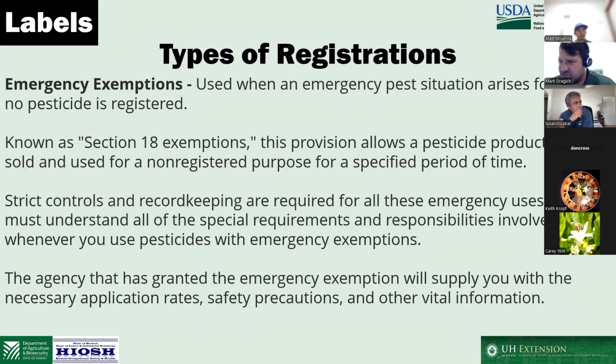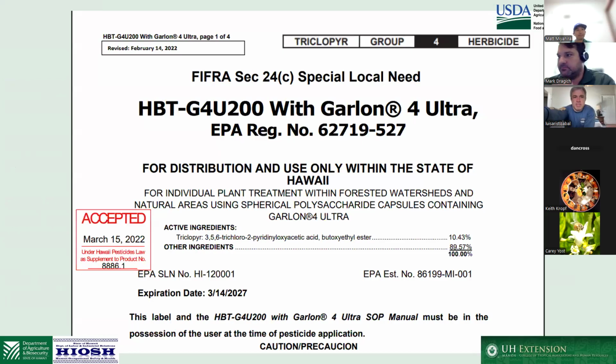There's also such things called emergency exemptions. So, the state does this as well, the pesticides branch. There are some emergency exemptions out there, and we'll look at examples of SLNs, special local needs, now. Both of them are on the Department of Ag pesticides branch website. So if you're interested in your product, you can check it.